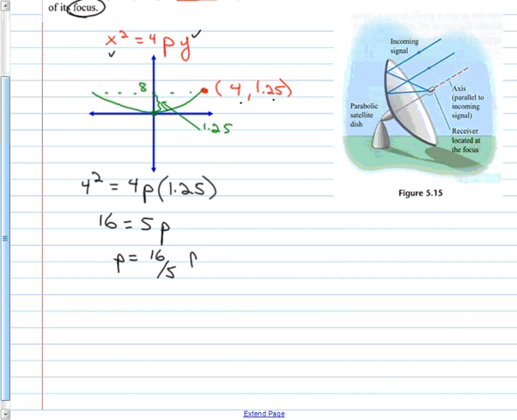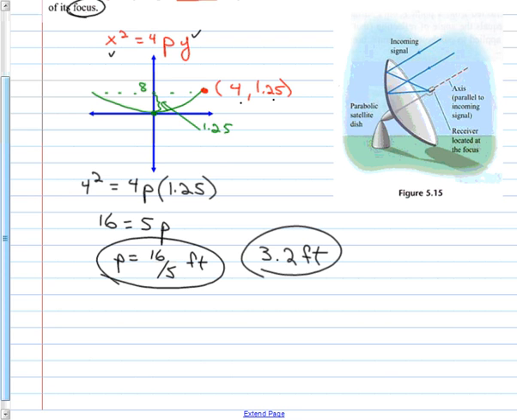Was this measured in feet? What's 16 divided by 5? 3.2. 3.2 feet above the center of it. So what do I do? I get my nice measuring stick out and I measure 3.2 feet, and that's where I put the receiver because it's right at the focal point, and all my rays are focused right in that spot. Those are parabolas. We're done. I'm done.